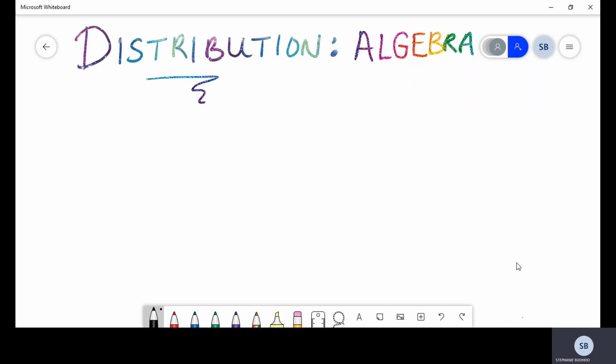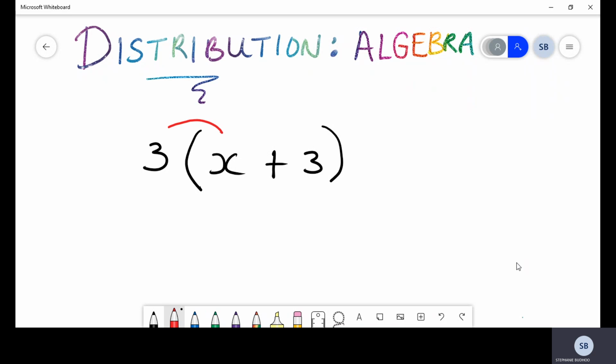Let's take a step back. By now you should have been able to do questions of this nature, where you have numbers or letters outside your brackets, and then within brackets you have several terms. Recall, in order to expand or distribute, all you have to do is multiply whatever is outside of your brackets by each of the terms inside your brackets.